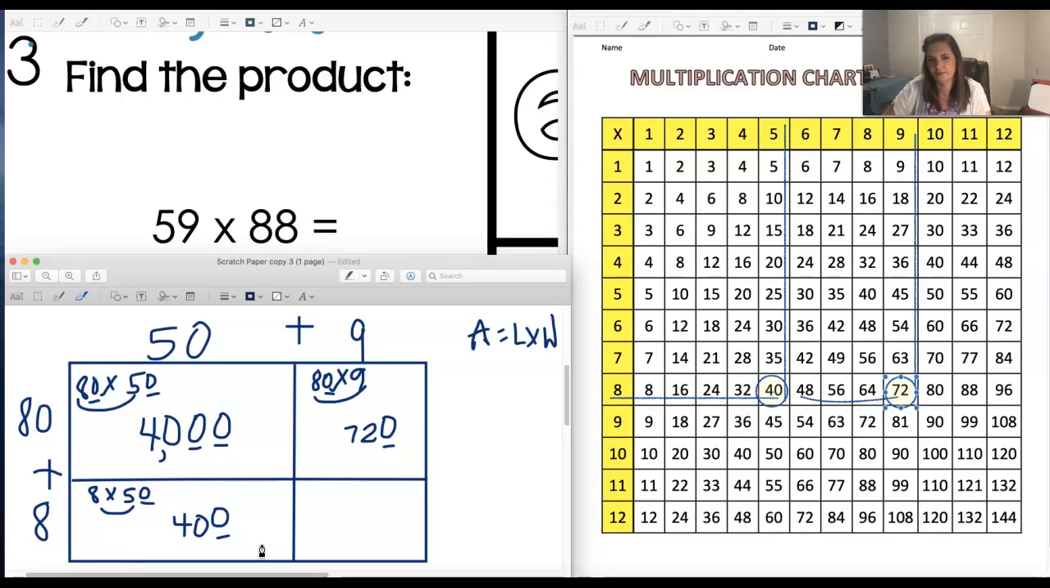That's 400. And then our last rectangle, the length, which is 8 again, times the width, this line right here, is 9. That's a basic fact. Come over to your multiplication chart. We already have 8 times 9, which is 72. Again, these are only partial answers or parts of the answer. I now have to add them all up. I'm going to put the largest numbers on the top because that's the easiest way to add. 4,000 and then plus 720 plus 400 plus 72.